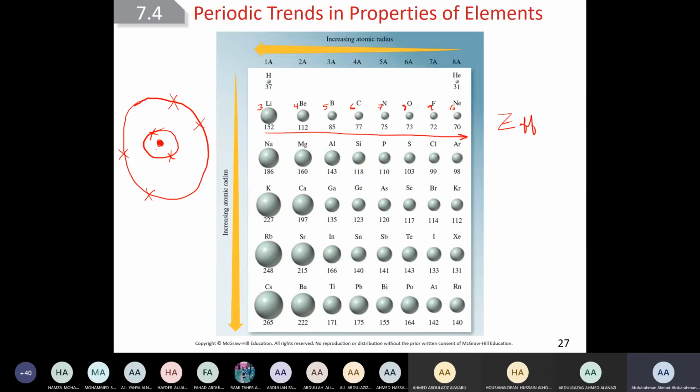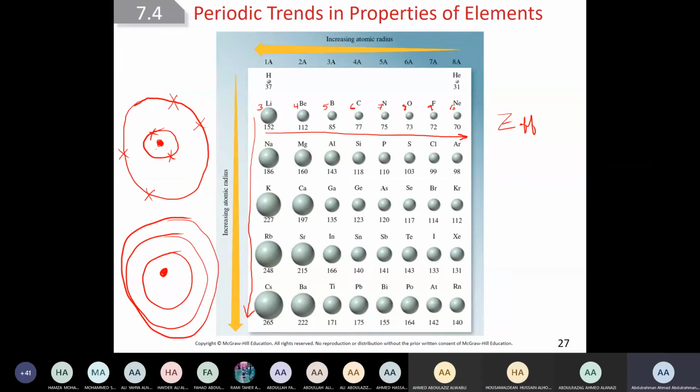Now, tell me why the size increases as you go down. Less attraction to the electrons. Not only that, but the electrons are further away, building more shells. Can you see? You are putting more and more and more shells.